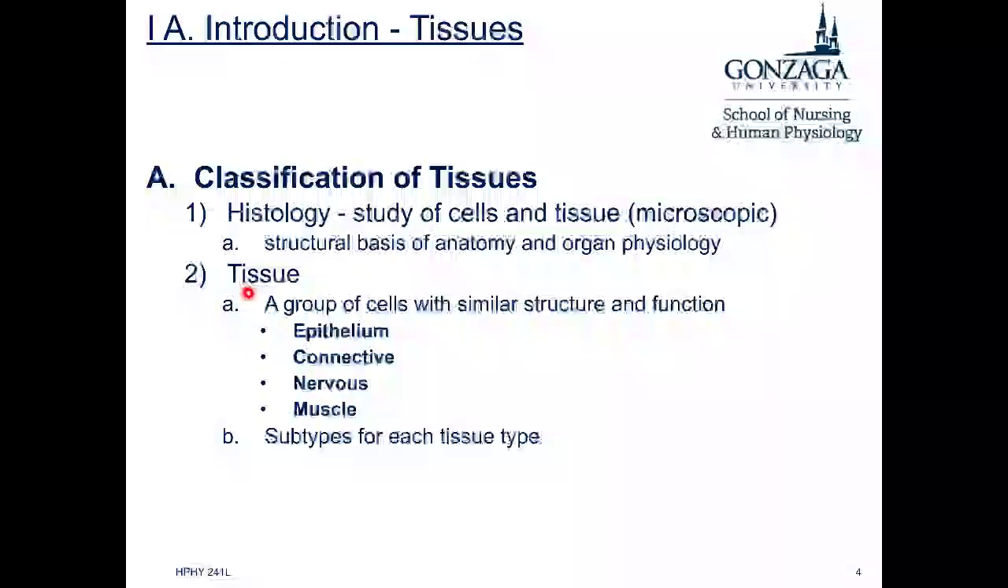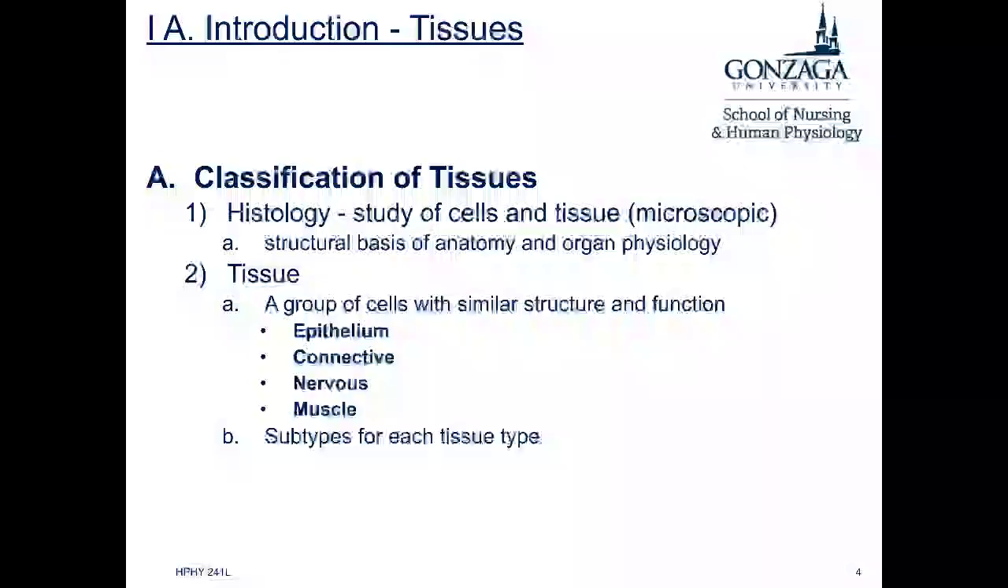Now, the classic definition of tissue is a group of cells with similar structure and function. And a question I'm going to ask you right now, but not go into, is how is that different than an organ? So what's the difference between tissue and organ? So keep that in mind and think about it as you're working in lab this week.